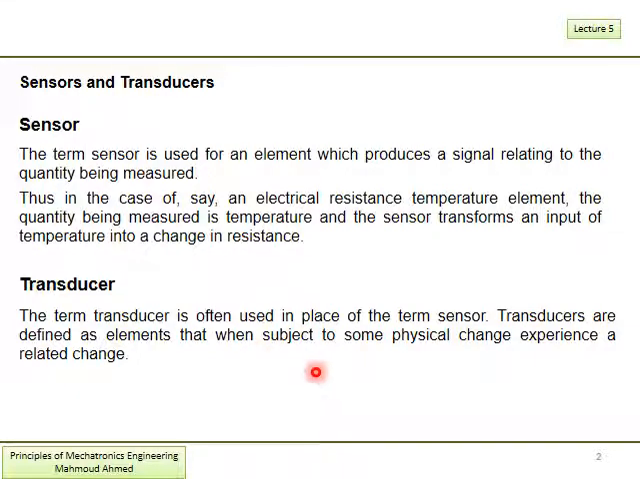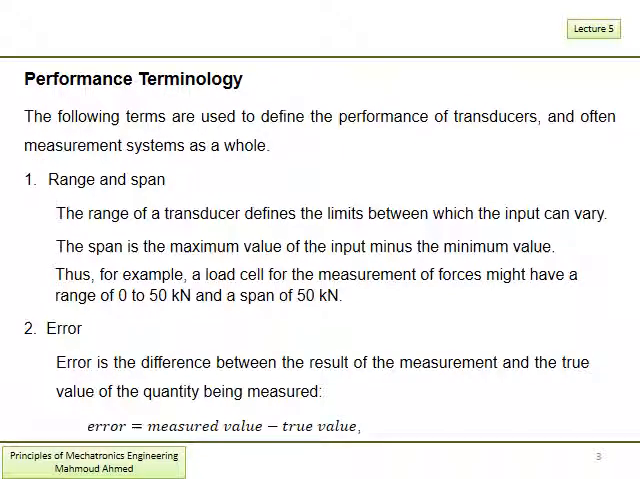So any element that makes a change due to the effect of an external environmental variable can be called a transducer. But to a great extent, the sensor is used for producing a signal related to the input variable. Regarding sensors and the transducers, we have to define here some definitions.